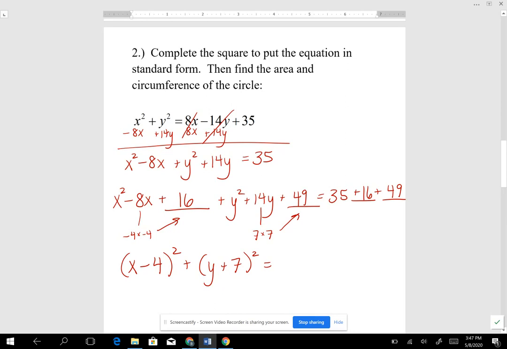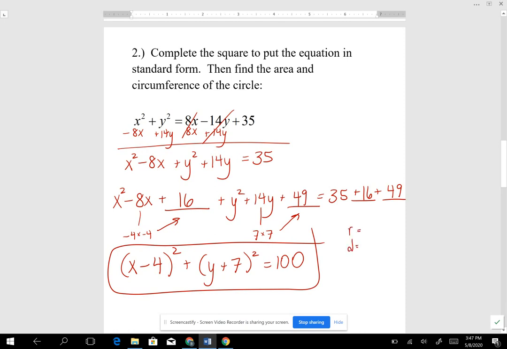And then I just need to add up what 35 plus 16 plus 49 is. And it is 100. So that's my equation in standard form. And then again, it says find the area and the circumference of the circle. So my quick trick is r squared is 100. So my area is 100 pi. Square root the 100 to get a radius of 10. And then I can double the 10 to get the diameter and put a pi on it to get the circumference.